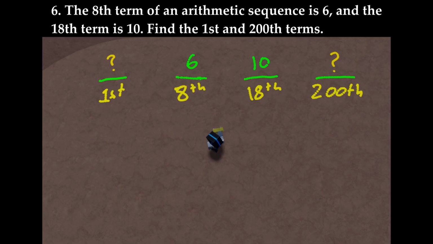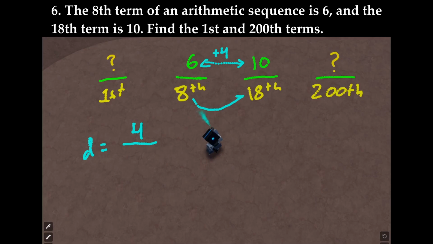In this problem, we have that the 8th term is 6 and the 18th term is 10, and we need to find the first term and the 200th term based off of that. So we first need to find the common difference, d. The common difference will be equal to the difference between 6 and 10, which is just plus 4, divided by the number of common differences that we add from the 8th term to the 18th term. And how many times do we add from the 8th term to the 18th term? Just do 18 minus 8, which is just 10. So basically, across 10 additions of the common difference, we only went up by 4 units. Therefore, the common difference is just 4 divided by 10, which is equal to 0.4.